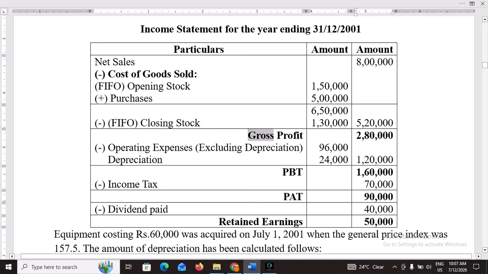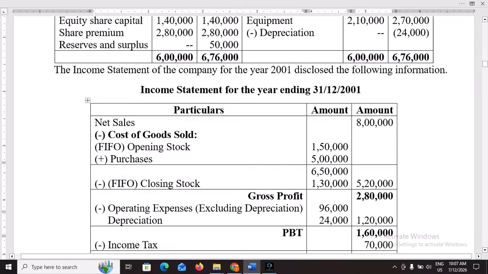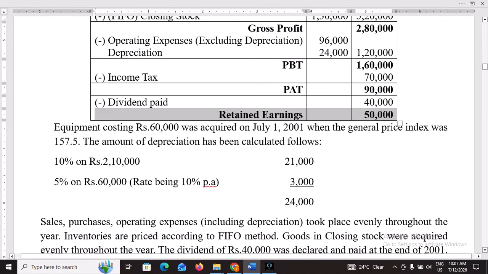This is gross profit. Minus operating expenses excluding depreciation 96,000, and depreciation separately 24,000. Both together are 1 lakh 20,000. 2 lakh 80 minus 1 lakh 20 is 1 lakh 60,000, which is PBT, profit before tax. Less income tax 70,000. So 1 lakh 60 minus 70 is 90,000, PAT, profit after tax. Less dividend paid 40,000. 90 minus 40 is 50,000. This is retained earnings. This is the whole question.